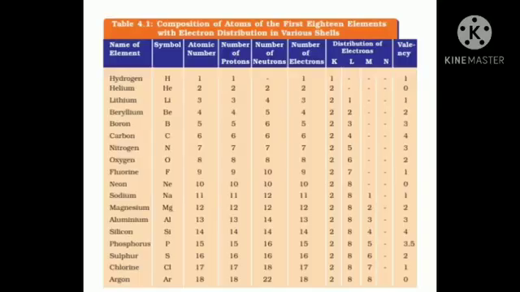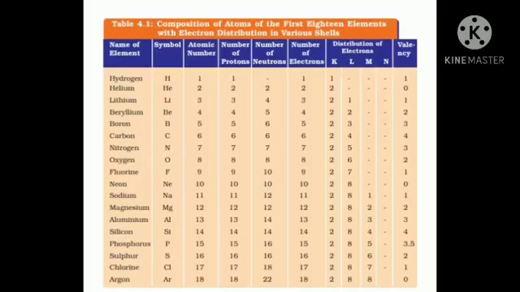Point 1. The composition of atoms of the first 18 elements with electron distribution in various shells is given. Name of the element, symbol, atomic number, number of protons, number of neutrons, number of electrons, distribution of electrons in K, L, M and N shell, valency.